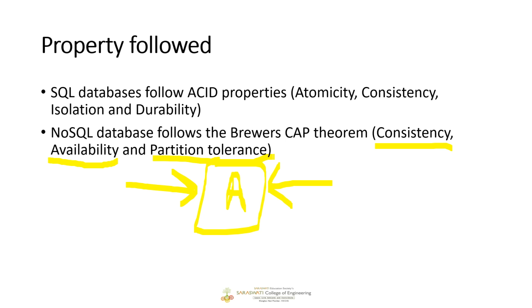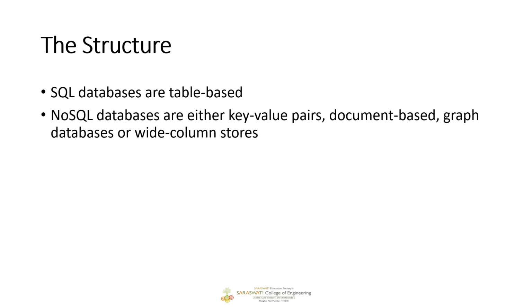Your system can either be consistent and available, but then it will not be partition tolerant, or your system can be available and partition tolerant, but it will not be consistent. And in the third case, your system can be consistent and partition tolerant, but it will not be available. So the CAP theorem says you cannot get all three properties at the same time. You can get a maximum of any two of them.